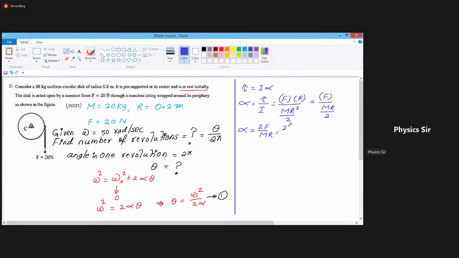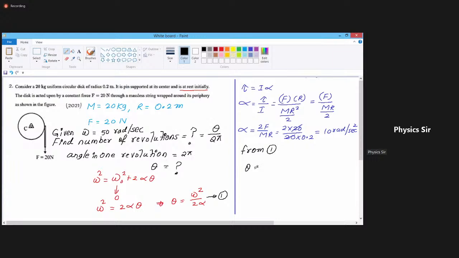What is the F? F is 20 Newton. The mass is 20 and the radius is 0.2. So this 20 gets cancelled. 2 by 0.2 is 20 by 2, and that is 10 radian per second square. So I got the value of alpha also. Once I have the value of alpha, then I can substitute in equation number 1.